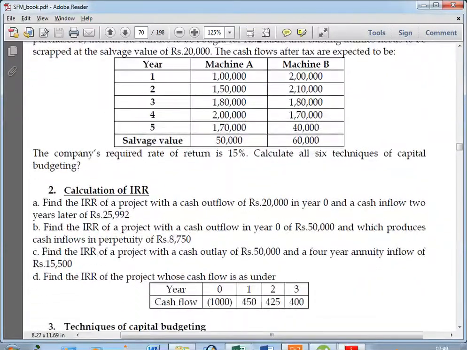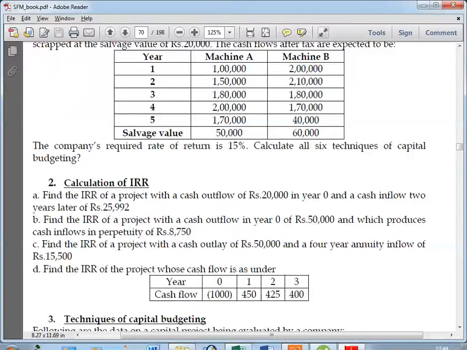Let's do question 1. Cash outflow of 20,000 in year 0 and 2 years later an inflow of 25,992. Now there is one outflow, one inflow, which is easy to do, right? Present value equals future value into 1 divided by 1 plus r the whole power n. From future, if you want to go to present, it is division. If you want to go from present to future, it's multiplication.